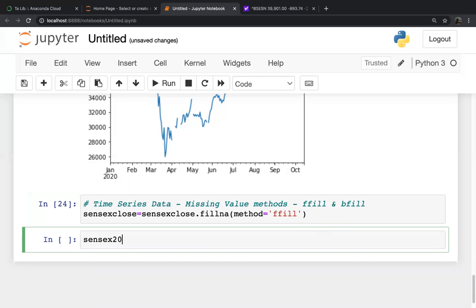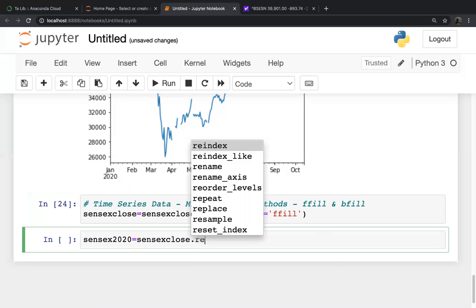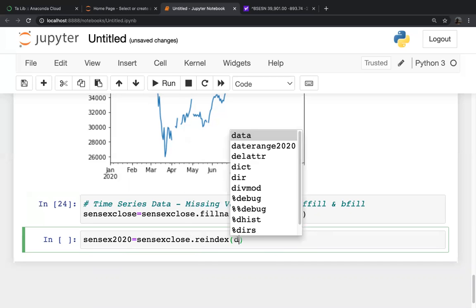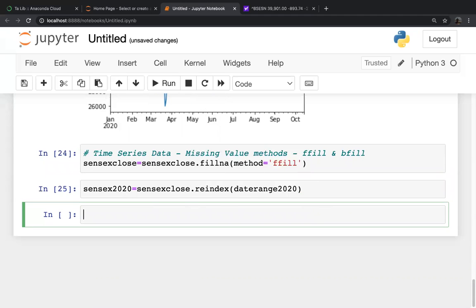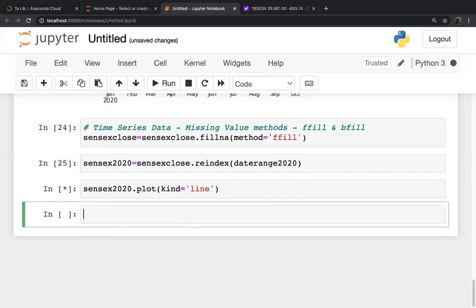Now, Sensex 2020 is equal to Sensex close dot reindex, date range 2020. So after filling the missing values, we are redoing the date range again. Sensex 2020 is equal to Sensex close dot reindex date range 2020. Now if I do the plot, Sensex 2020 dot plot kind is equal to line.